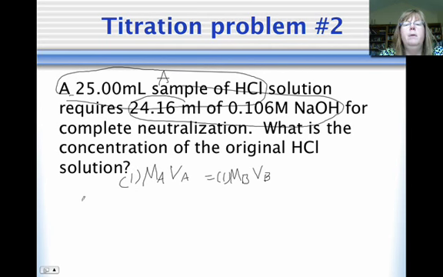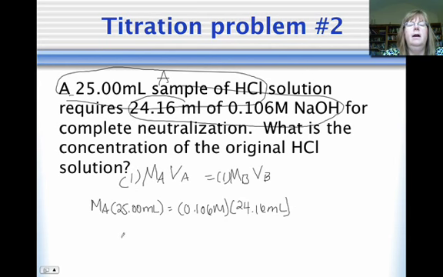So here we go. The molarity of our HCl, that's what we're looking for. Our volume is 25 milliliters. The molarity of our base is 0.106. And the volume of our base is 24.16 milliliters. When we do this, the molarity of our acid is about 0.102 molar.